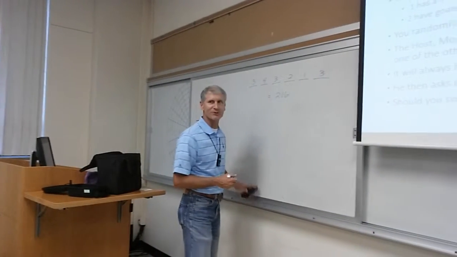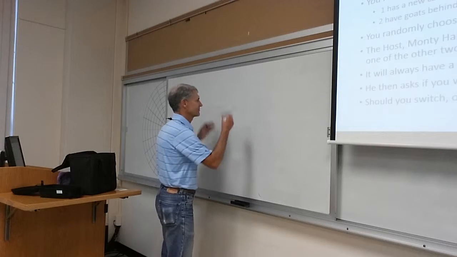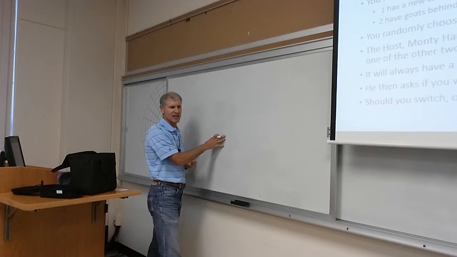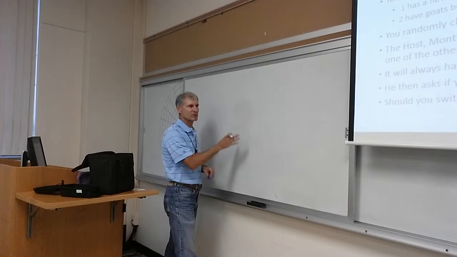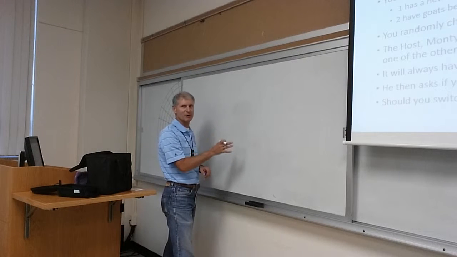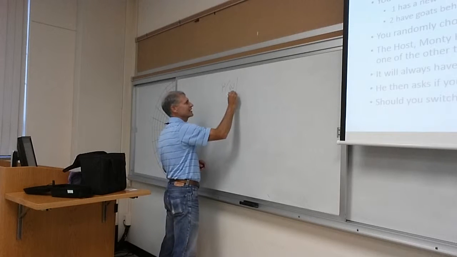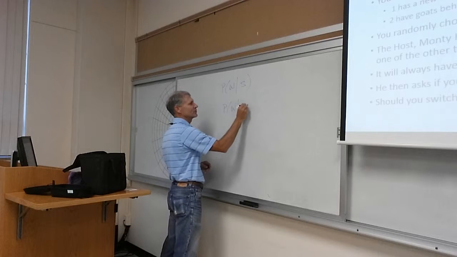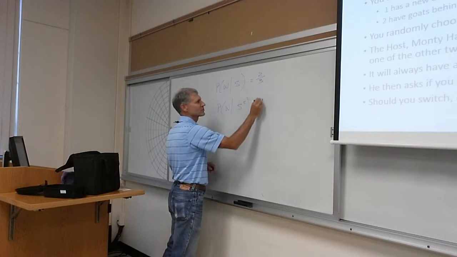That's counterintuitive. It doesn't seem to make sense. When this first hit the newspapers, there were mathematicians writing in and saying, I am appalled at the state of mathematics in this country because your answer is wrong. It isn't 2/3. But the probability of win if you switch. The probability of win if you do not switch. This is 2/3. This is 1/3.